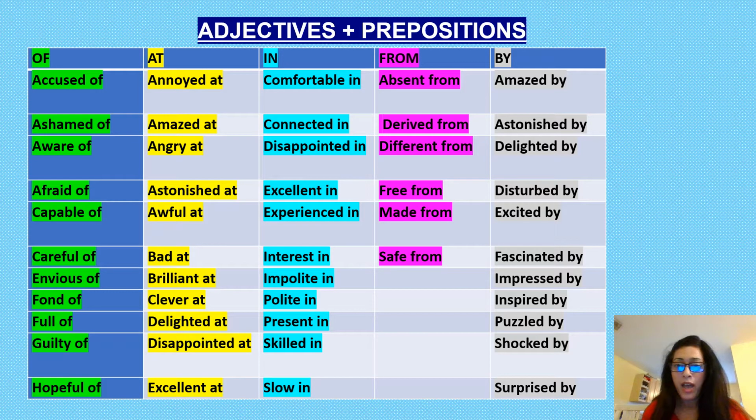With "from": absent from, derived from, different from, free from, made from, safe from. With "by": amazed by, astonished by, delighted by, disturbed by, excited by, fascinated by, impressed by, inspired by, puzzled by, shocked by, surprised by. So I hope this was a quite good practice on the verbs and adjectives usage with the prepositions.